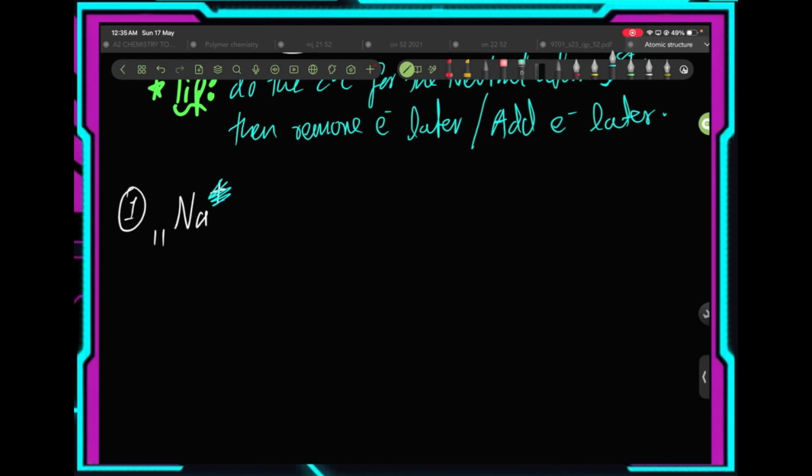So if it is a neutral atom, what's the proton number? 11. How many electrons should it have if it is a neutral atom? 11, right? So 11 electrons. Now write the electronic configuration for 11 electrons. How? 1s2, 2s2, 2p6, and 3s1.